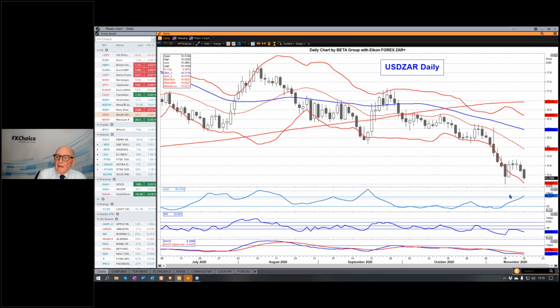And if we go down to a daily chart here, we had this move down in the dollar, then we've had a little bit of a pause, and I believe that the move is reasserting itself now, and we're just starting today a new leg lower, which will take us to new lows for the dollar.